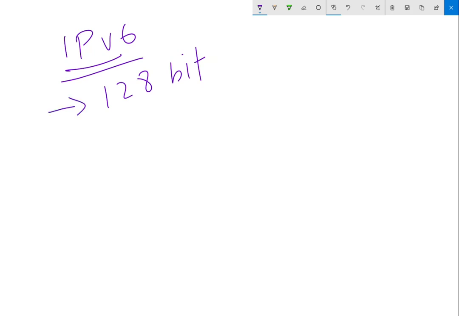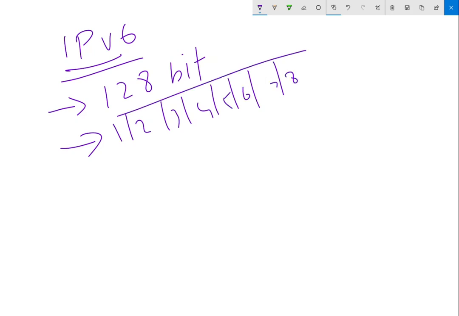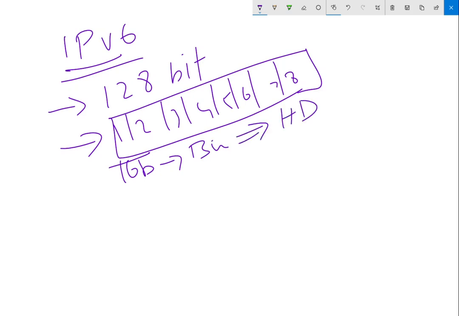So it is 128-bit. This 128-bit is arranged into 8 portions: 1, 2, 3, 4, 5, 6, 7 and 8. Each portion is going to be 16 bits. When we say 16 bits, it is not represented in binary, it is represented in hexadecimal. That means you have 4 hexadecimal values, which constitute 16 bits. So each part has 4 values. Since it is hexadecimal, it will range from 0 to 9 and A to F.